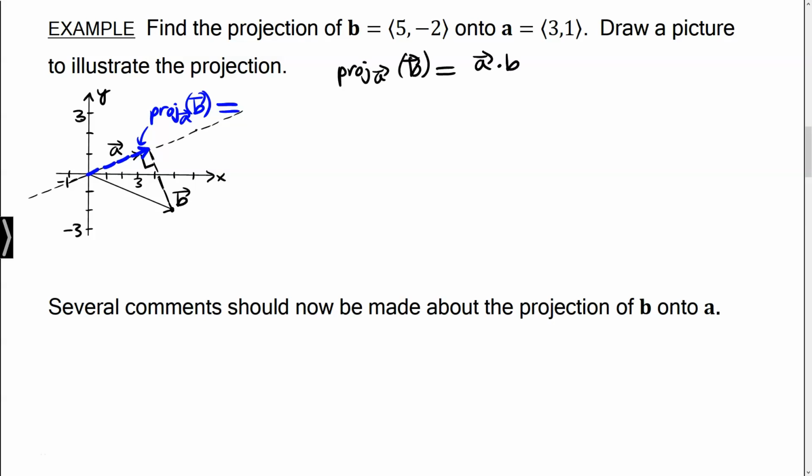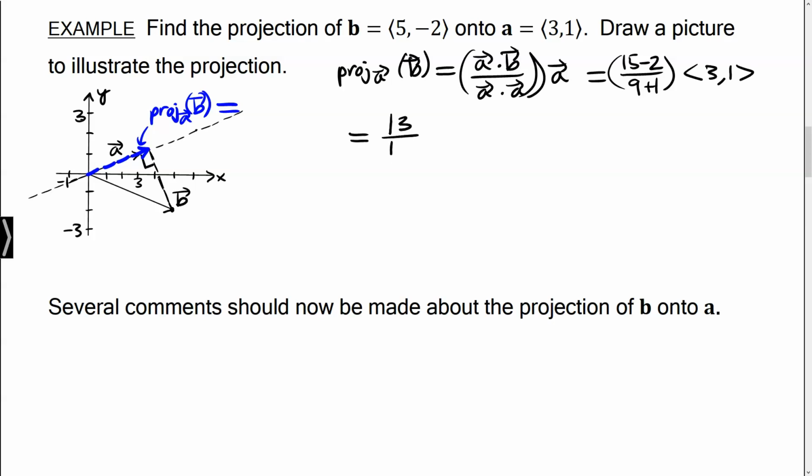Okay, so it's A dot B over A dot A, times A, a scalar multiple of A. The one reason I chose a two-dimensional one is so it's easy to visualize and also really easy to compute. So A dot B is 5 times 3, 15, minus 2, over A dotted with A, which is 3 squared plus 1 squared, 9 plus 1. All that times A, which is 3, 1. So that's 13 over 10 times 3, 1.